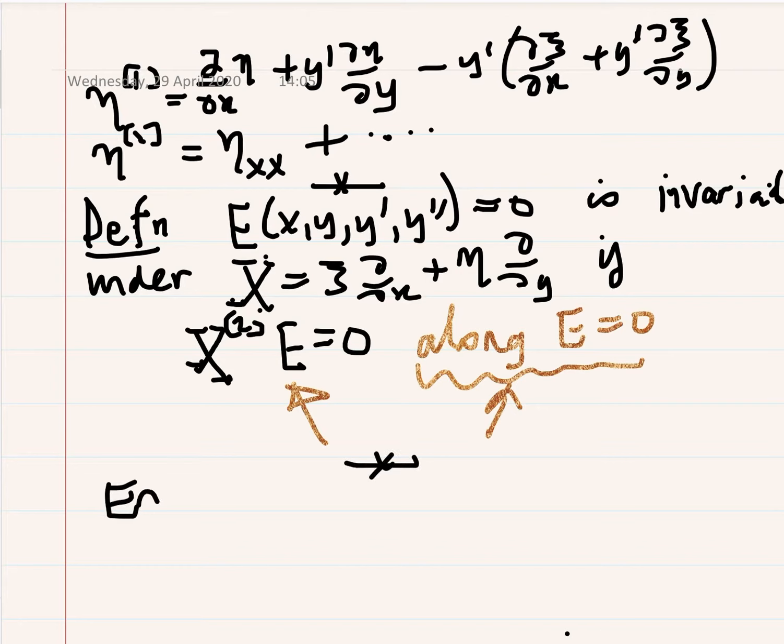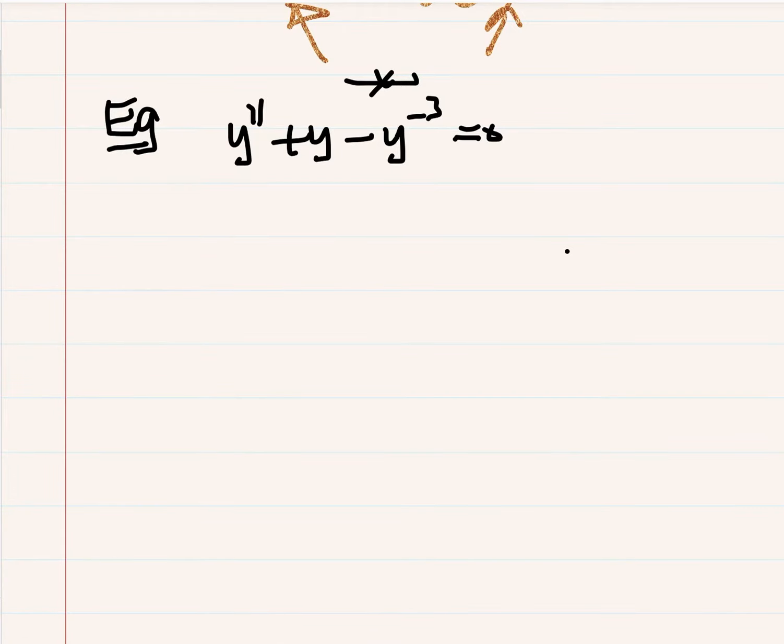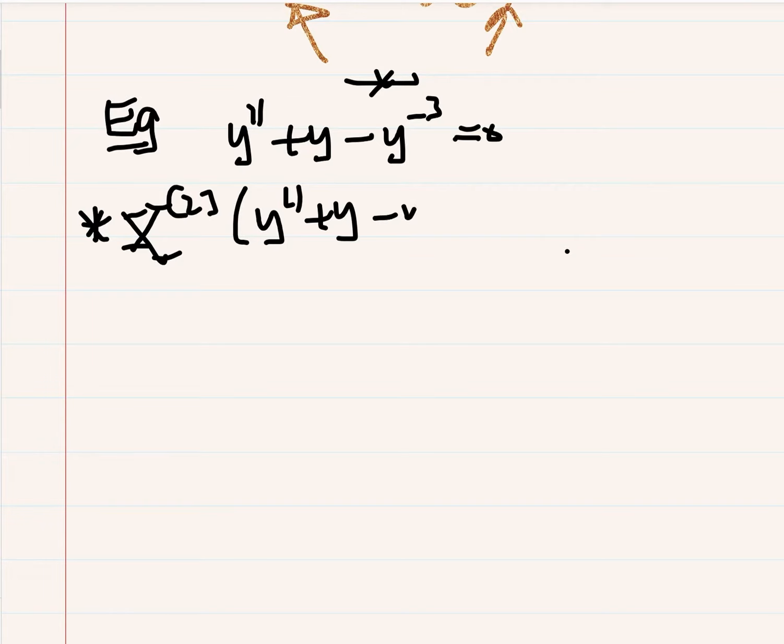Okay, so we look at a standard second order ordinary differential equation. Consider y double dashed plus y minus y to the minus 3 equal to 0. So the left hand side of this is the function E. So first of all, we have to take the second prolongation of X on the differential function, and put that equal to 0. You recall from the last lecture what X2 was. X2 contained a whole lot of partial derivatives.